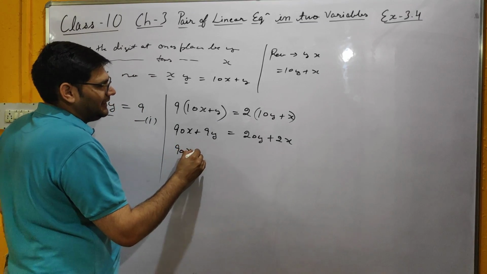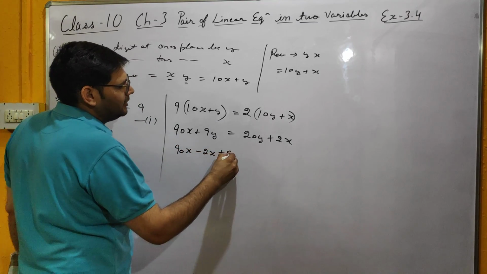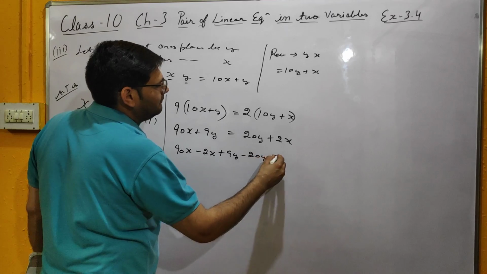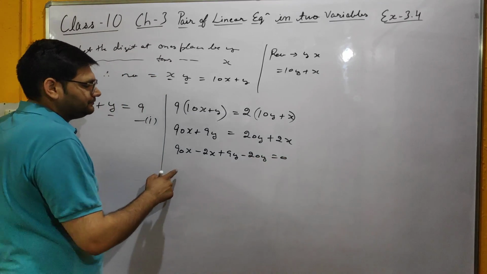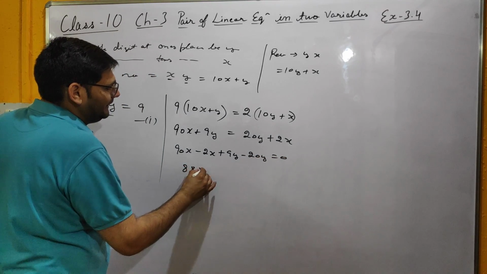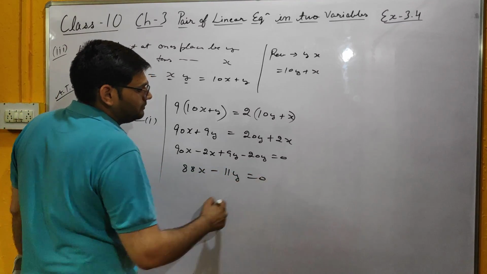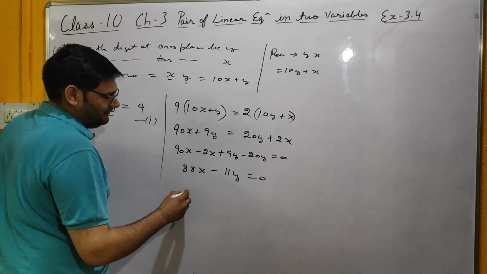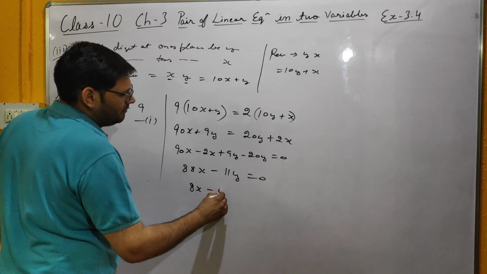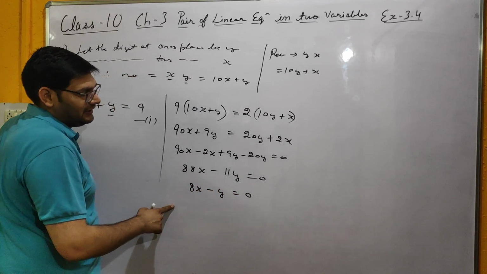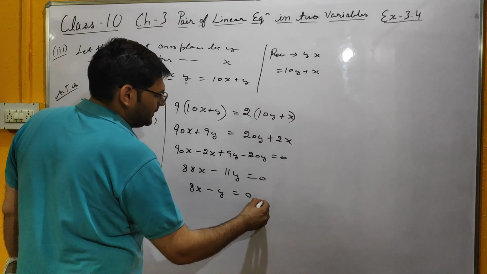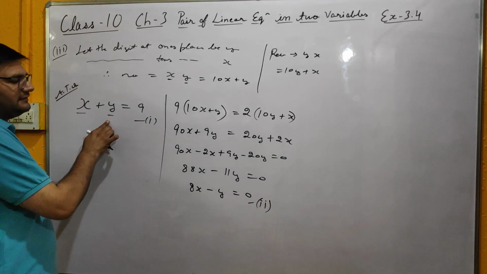So 90x minus 2x plus 9y minus 20y equals 0. It will be 88x minus 11y equals 0. You can divide it by 11. So 8x minus y equals 0. So this is our second equation. This is our first equation.